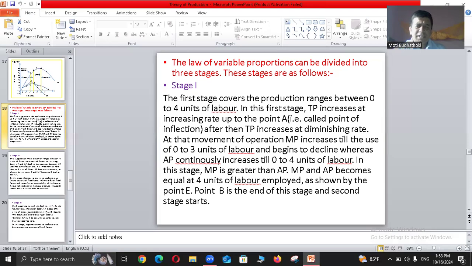In this stage, MP is greater than AP. MP and AP become equal at 4 units of labor employed, as shown by the point E. Point B is the end of this stage and the second stage starts.